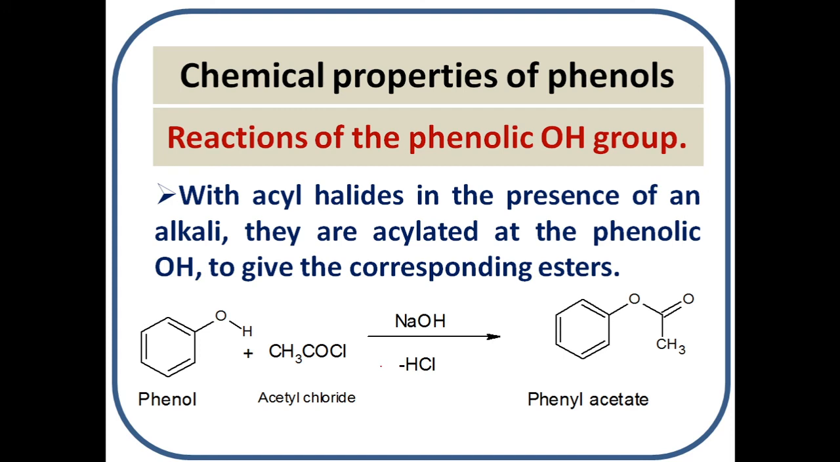Next reaction is a reaction with acyl halides. Say, for example, if you are taking acetyl chloride, the reaction takes place in alkaline medium. Phenol, when reacted with acetyl chloride, this hydrogen and this Cl will be removed as HCl, which will be in turn neutralized by the NaOH of the medium, and we will be getting phenyl acetate, that is this CH3CO group will be added to this oxygen to give the corresponding ester, phenyl acetate.